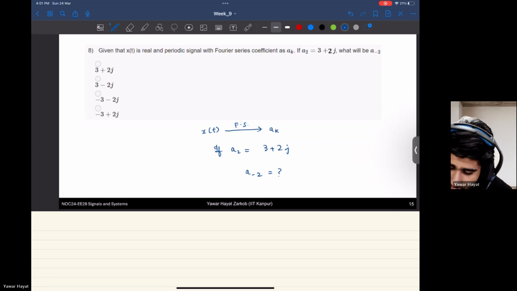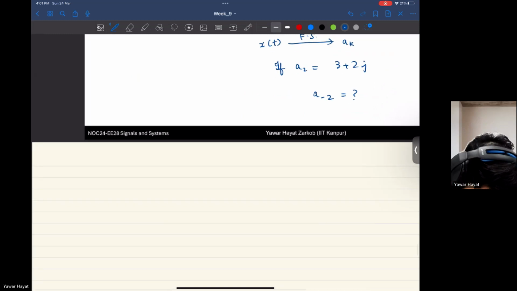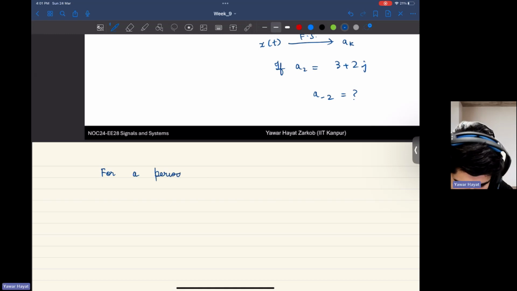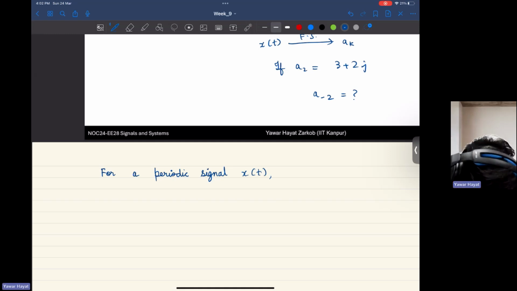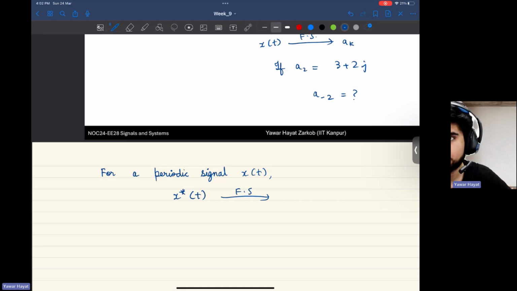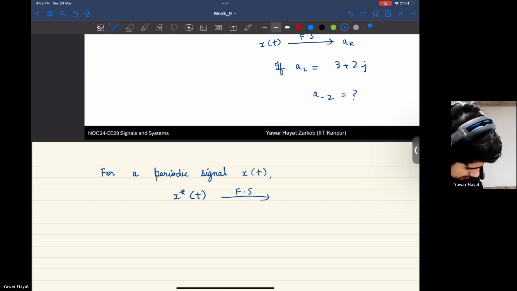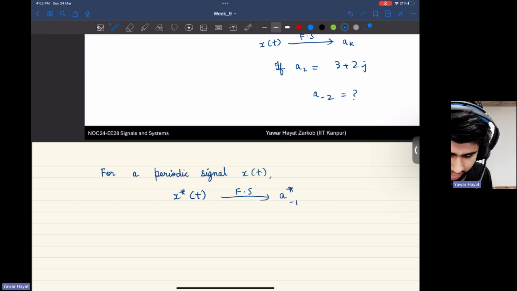So we know that for a periodic signal x of t, the complex conjugated signal x star of t has Fourier series coefficients given by a star minus k, right? We saw this result multiple times in this session today.